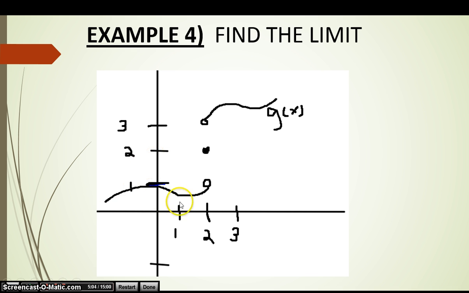All right, the key is, where does it look like this is approaching at 2? Remember, x value, we're looking at where it approaches on the x. It's approaching 2, but the answer we're looking for is the y-axis, up and down.